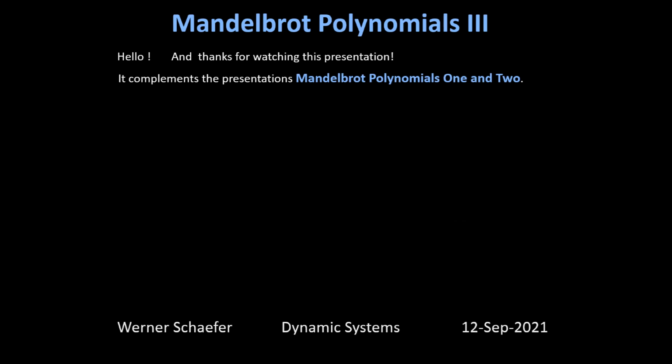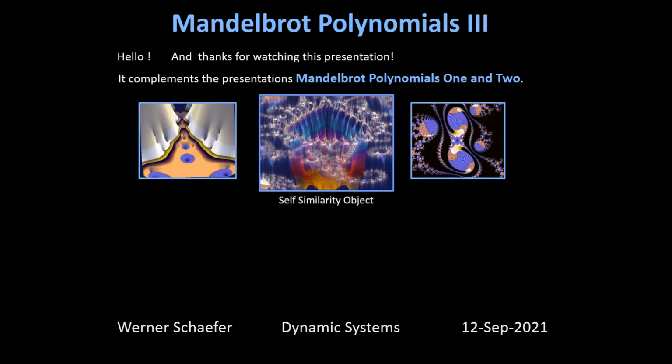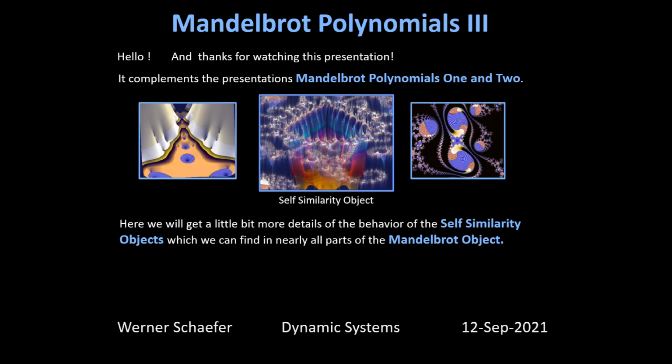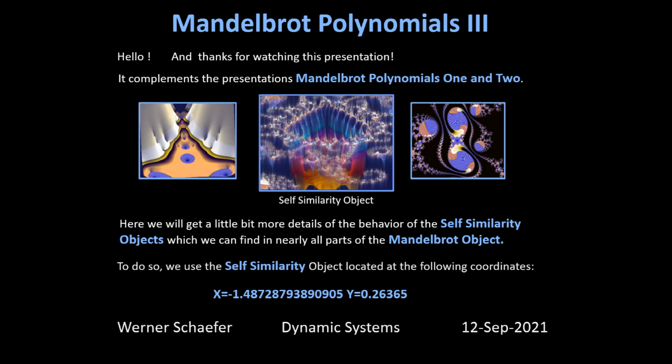It complements the presentations Mandelbrot Polynomials 1 and 2. Here we will get a little bit more details of the behavior of the self-similarity objects which we can find in nearly all parts of the Mandelbrot object. To do so, we use the self-similarity object located at the following coordinates.